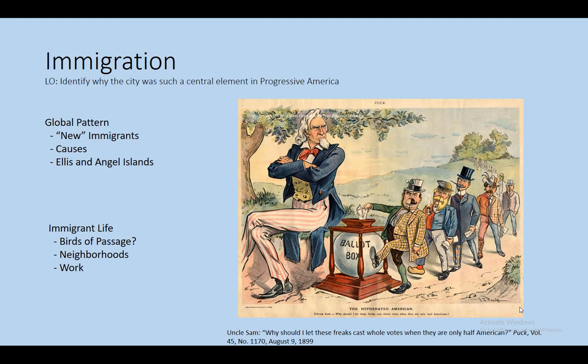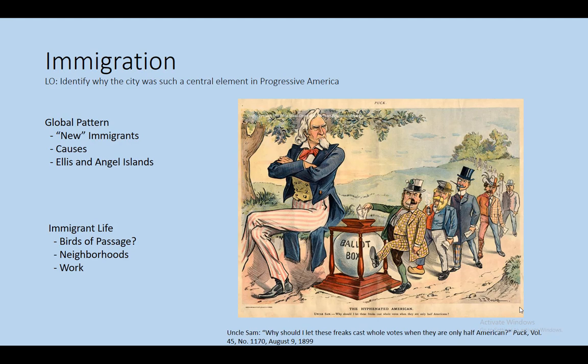The groups that came to America before this time period, with the exception of the Chinese, tended to be from Northern and Western Europe. So England, Scotland, France, Germany, Ireland, these kinds of places. These new immigrants are coming from different places.